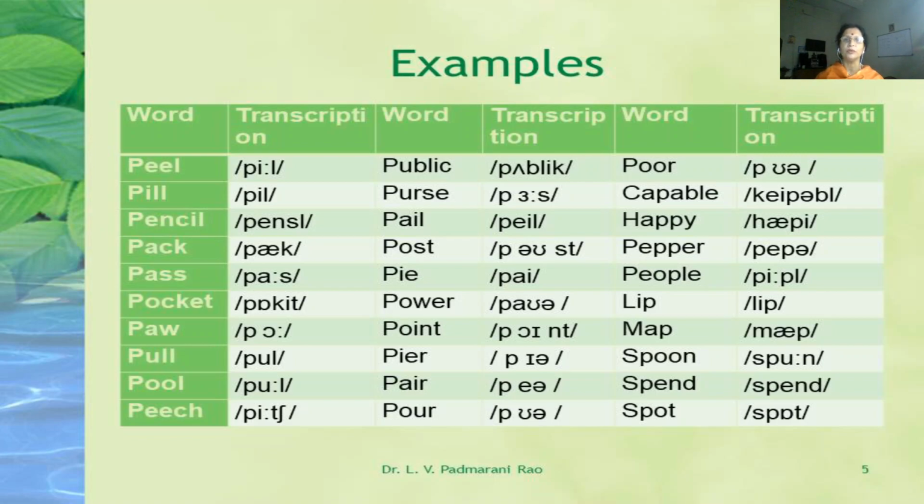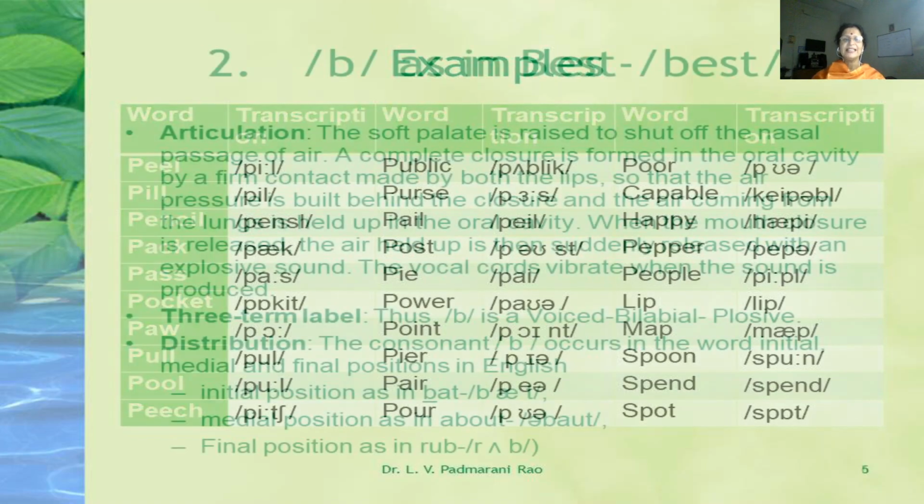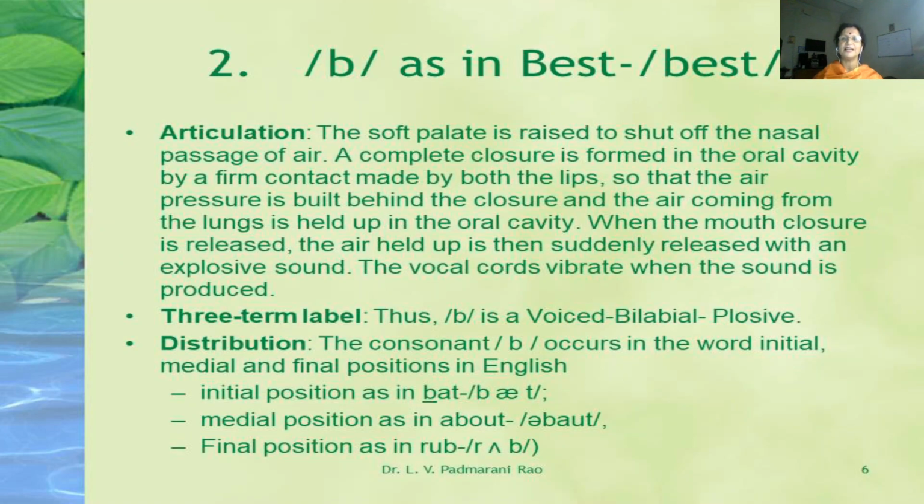S-P-O-O-N, spoon, not to be aspirated because the word begins with s sound. S-P-E-N-D, spend. S-P-O-T, spot. That's good. So, p sound is to be aspirated. p, t, k are to be aspirated when they occur in the initial position of the accented syllable. Very nice. The next sound is a counterpart of p, which is called b.